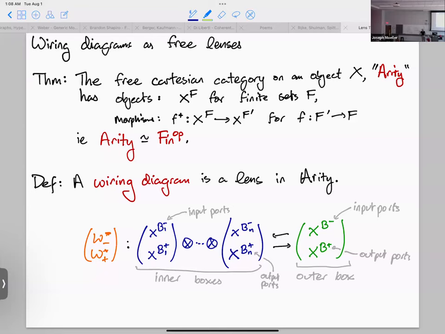It's a free category with finite products. So the only maps I can do are the ones I can build out of the product structure, which are the projections, and the universal property, which lets me do symmetries as well. So it turns out that if I have any map of finite sets, I can get a map going in the opposite direction. Let's say my map of finite sets was something like this.